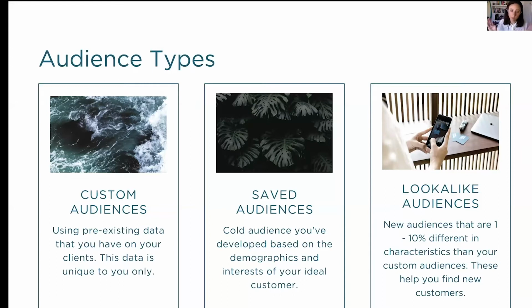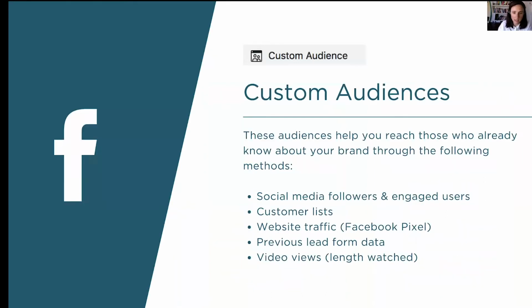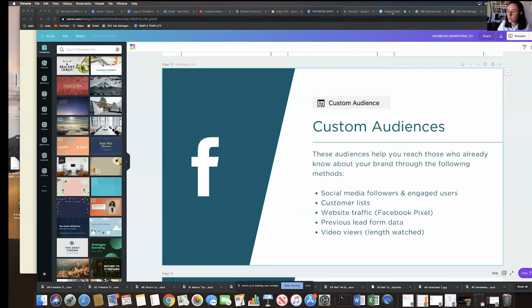And you can do that for all the different kinds of audiences that you've got. The same with Instagram, a lot of people use this to grow their Instagram channel. They'll take their current audience, make a 1% lookalike audience, and then use that audience to grow that Instagram channel as best they can. So those are the 3 types of audiences. Custom audiences: social media followers and engaged users, customer lists, website traffic, Facebook pixel, previous lead form data, video views, any of those things. So let me just break out here and show you exactly how we create a custom audience.